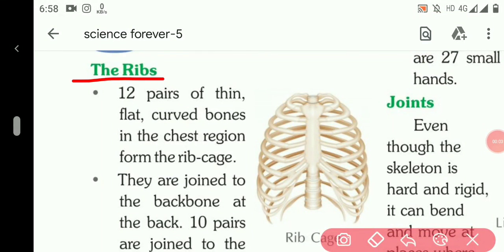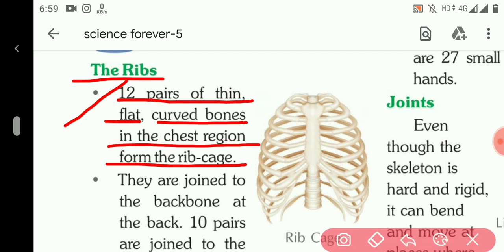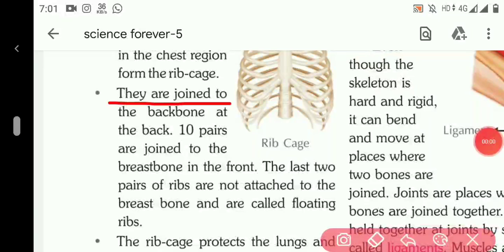The ribs are present in the chest region to protect the lungs. The first important point is that 12 pairs of thin, flat, curved bones in the chest region form the ribcage. They are joined to the backbone at the back side of our human body.